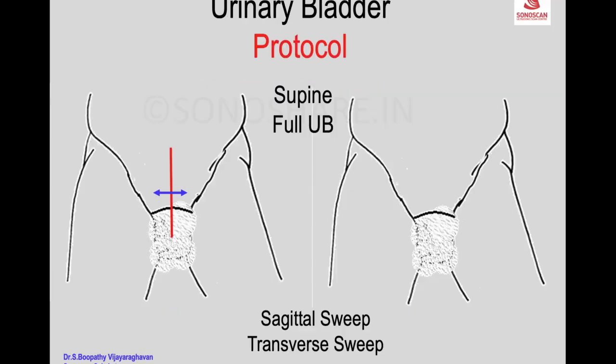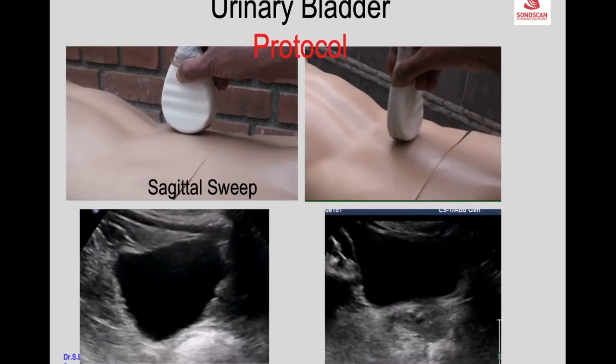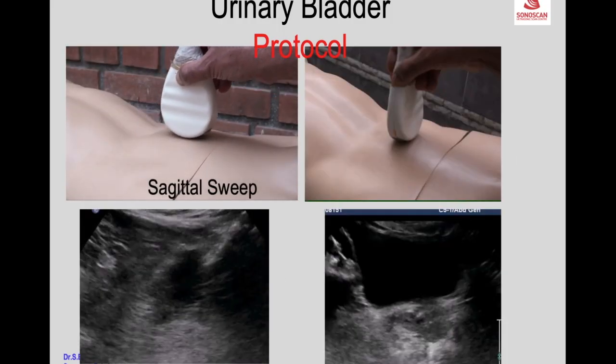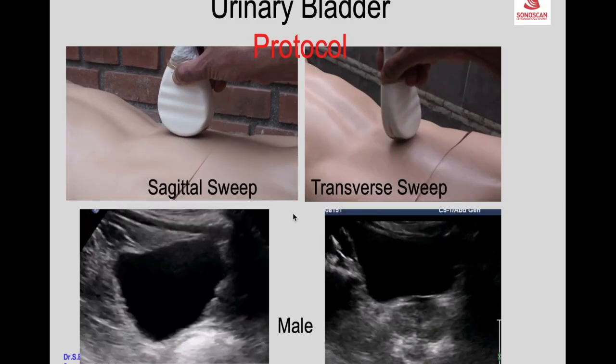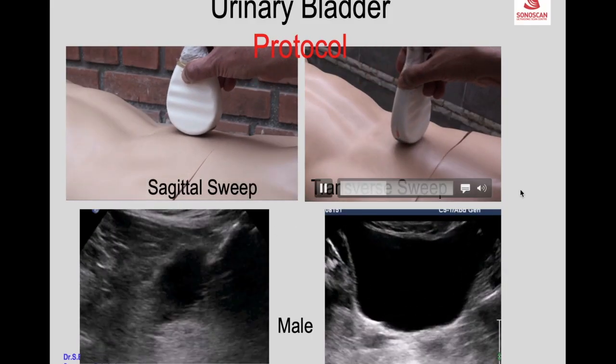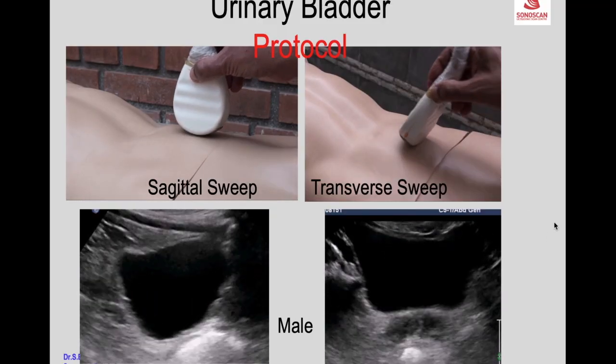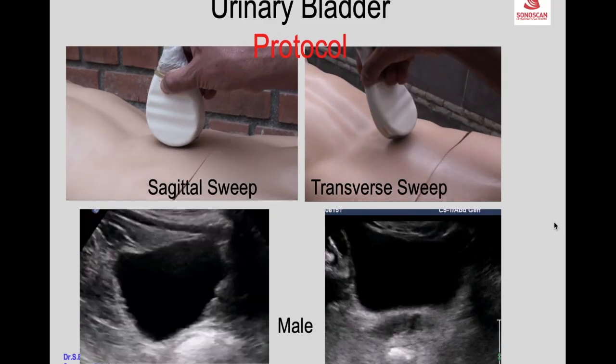So this is how you use the 90 degrees, make a transverse scan and make an up and down transverse sweep so that you scan the entire volume of the bladder. So that is the sagittal sweep in the suprapubic region, and you see the corresponding video, and the transverse sweep, you can see the corresponding video in a male patient.